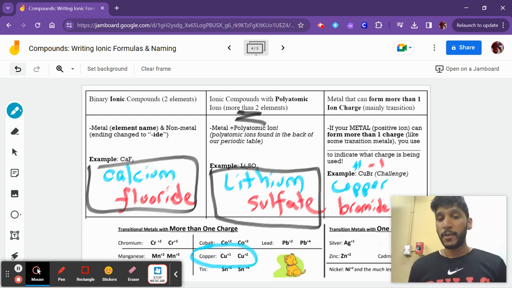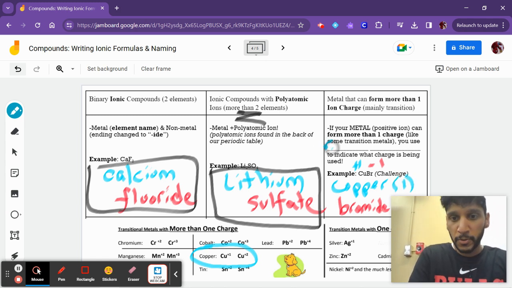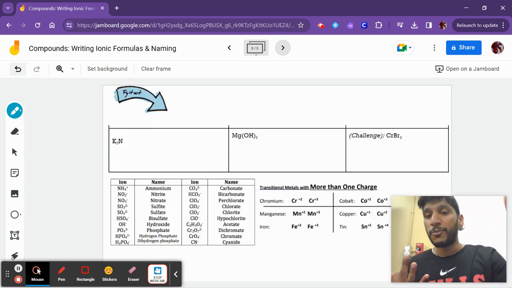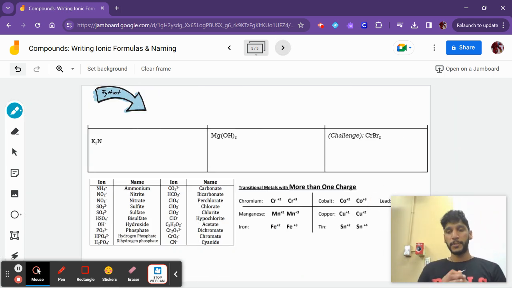So the way we write this out to show that we're using copper plus 1 is we use Roman numerals. So Roman numerals is what we use to indicate what charge we use for the metal ion. Cool. So CuBr is called copper(I) bromide. So that's how we name our ionic compounds. We got three to try. Don't stress about that third one. That's our challenge one. But try at least those first two. Hopefully we get those. So going to pause the video.